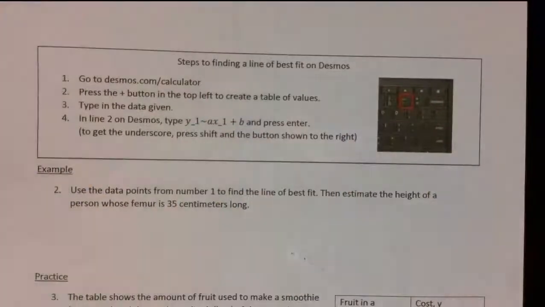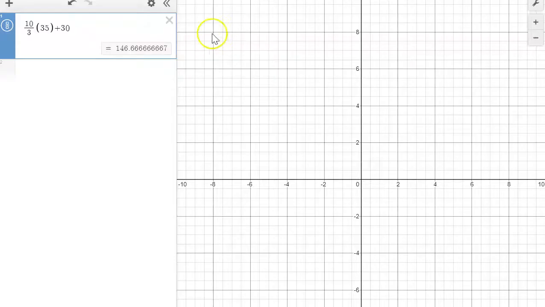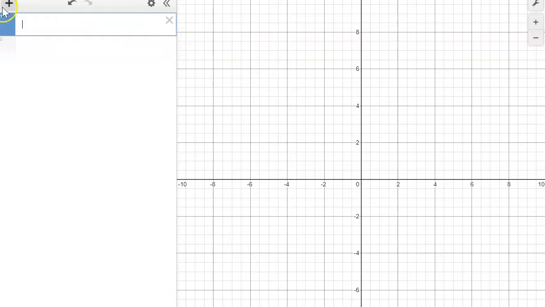So, on the back side, I have my steps for finding a line of best fit on Desmos. First step is to go to Desmos. So I am going to do these steps instead of looking at them. You can look at your paper. So the first step is to go to Desmos, and then press the plus button and go to the table. I'm going to type in all of my x and y values.